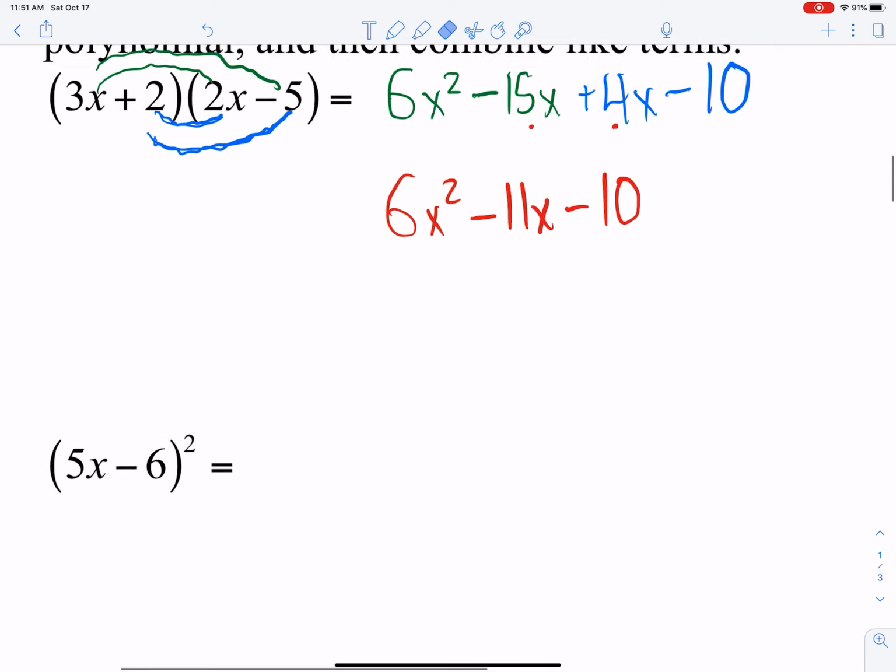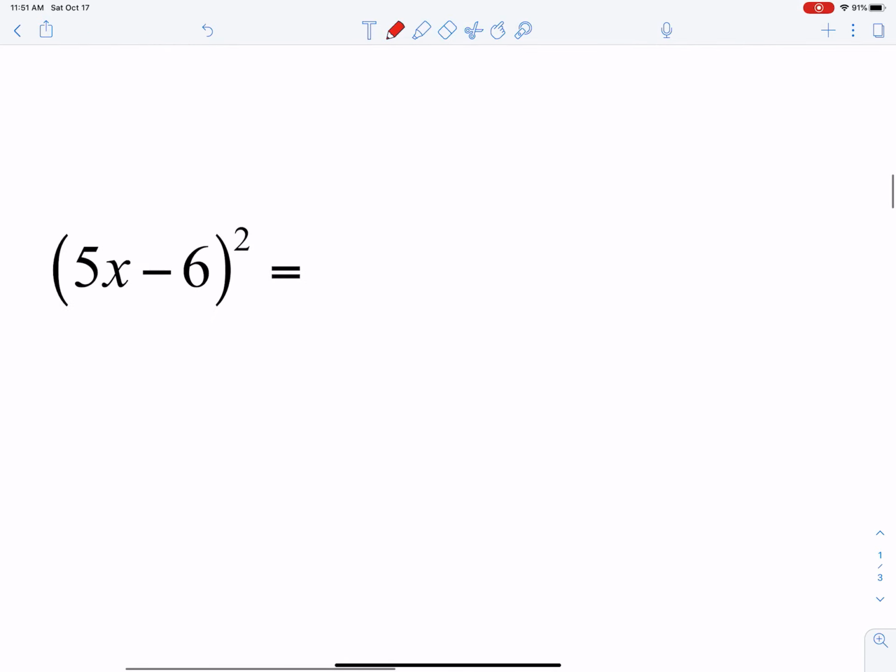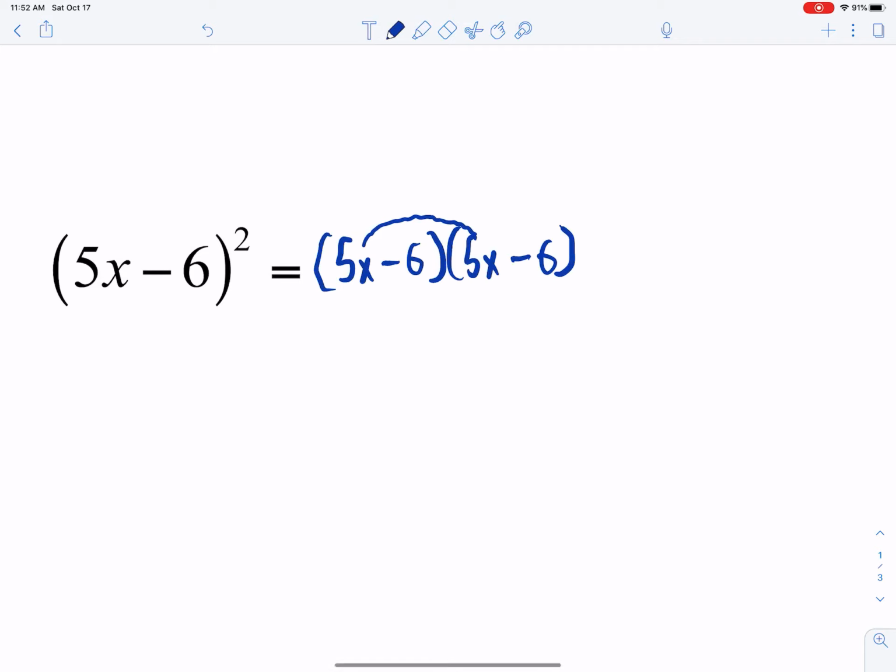What we have to do here is remember what it means to square something. Squaring something means multiplying it by itself. So for 5x minus 6 squared, we would have 5x minus 6 times 5x minus 6. And now we're going to do what we did a minute ago. We distribute the first term, so 5x times 5x is 25x squared. 5x times minus 6 is minus 30x.